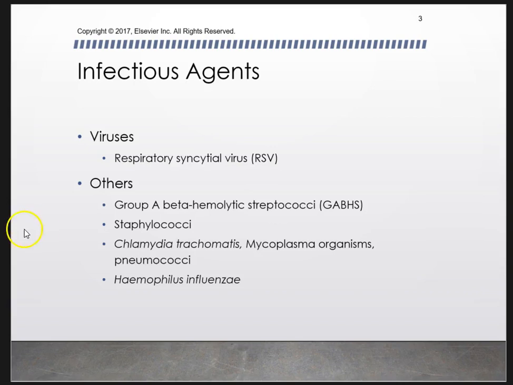So, RSV, that's a big one, especially in our younger age groups. Group A beta hemolytic strep, also known as strep throat, is the most common one. Then we have staph, we've got some mycoplasmas, the pneumococci, the chlamydia trachomatis, and then the H. influenzae. So keep those guys in mind.